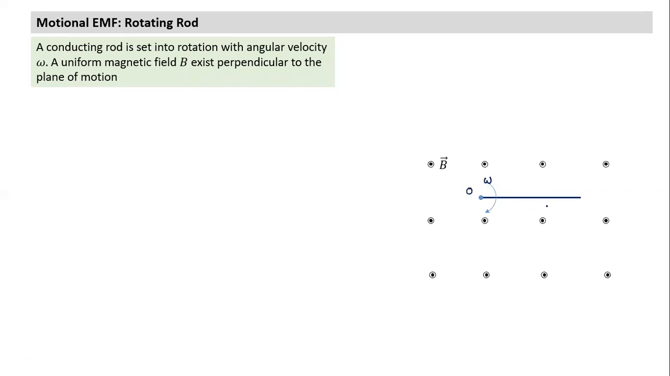Even if there's any magnetic field in the plane of motion, we can neglect it. So which magnetic field will result in EMF? Only the field which is perpendicular to the plane of motion. Okay, so here, what is the EMF developed across the length of the rod? Let me call this O to A, and the length is L.